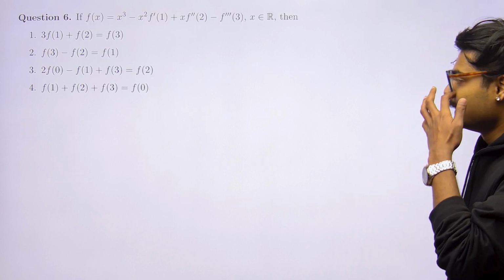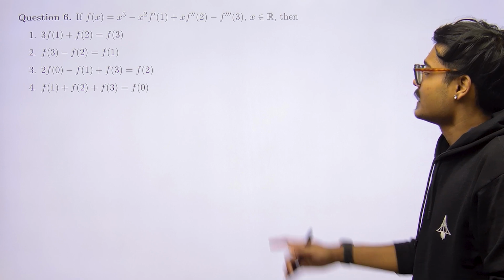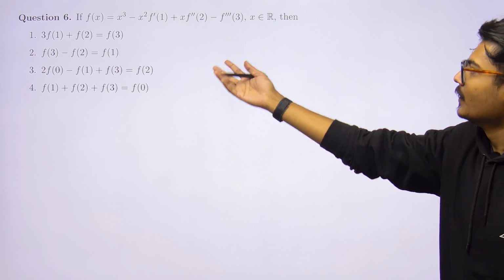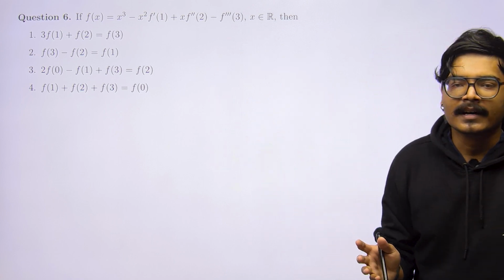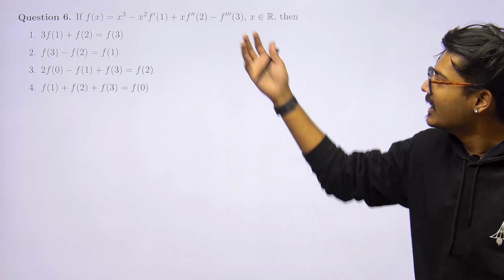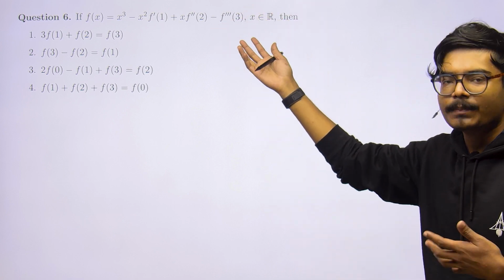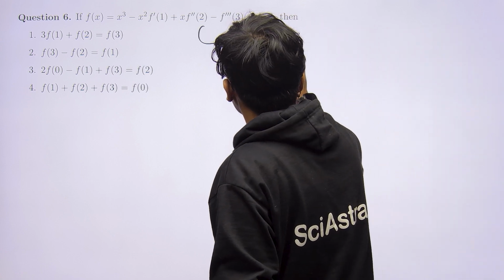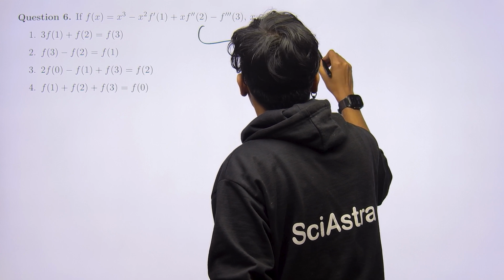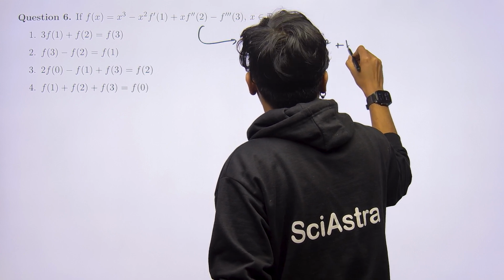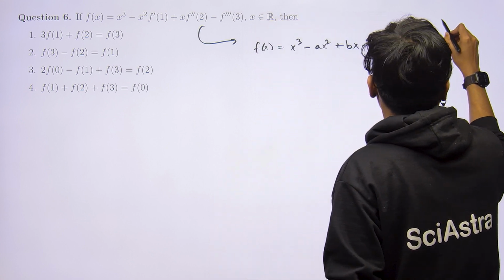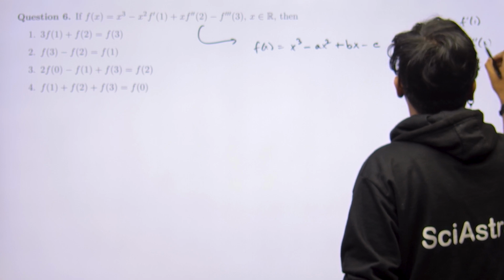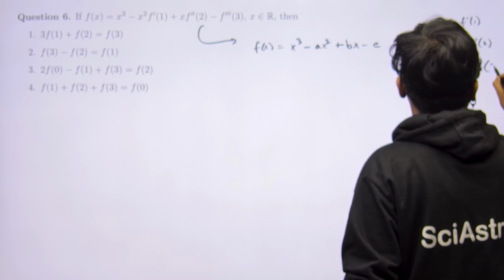Coming to question 6. If f(x) is x cubed minus x squared times f'(1) plus x times f''(2) minus f'''(3), then which of the following options is true? Now the first thing you need to understand is whatever f might be, f'(1), f''(2) and f'''(3) are all going to be constants. So from here, we essentially have that f(x) is some x cubed minus some a x squared plus some b x minus some c, where a is the value of f'(1), b is the value of f''(2), and c is the value of f'''(3), right?